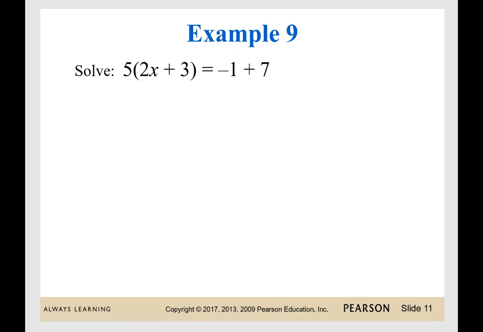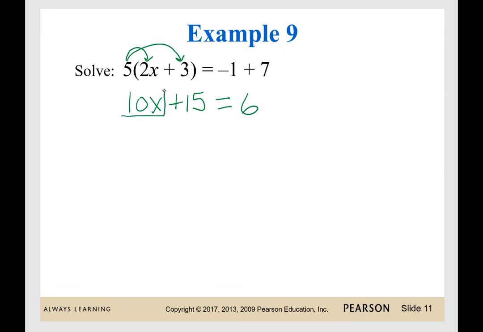All right, last example. If you want to try this on your own first, feel free to pause. All right, let's see if your work and my work match. So 5x plus 2x is 7x... 5x times 2x is 10x. 5 times 3 is 15. Okay, so there's my left-hand side, simplified as much as I can. Right-hand side, negative 1 plus 7 is 6. So there is my simplified equation, simplified both sides.